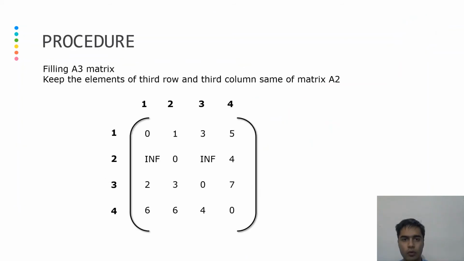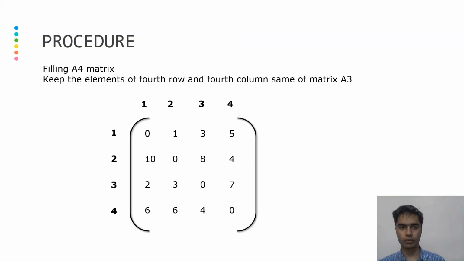Now we are going to consider vertex 3 as our intermediate and keep the elements of the third row and third column same in the matrix A2. And now we are going to generate a matrix A3, and first of all we are going to put the elements of these third row and third column as it is in this matrix, and we are going to continue to generate the elements as we did in case of the previous matrices A1 and A2, and this would be our final matrix A3.